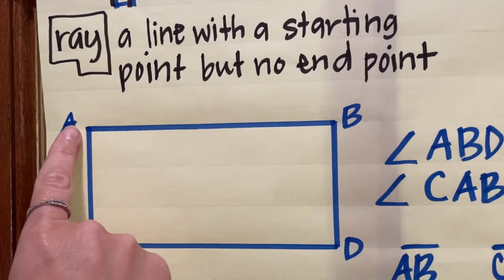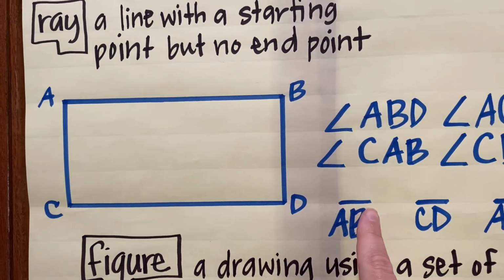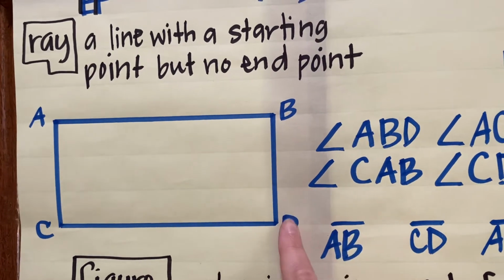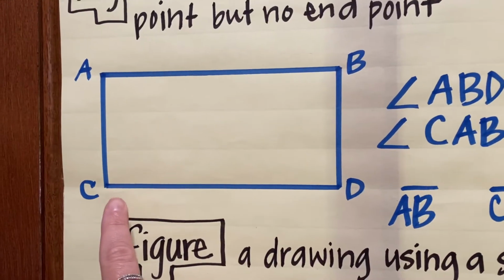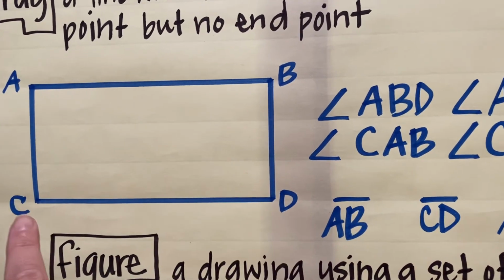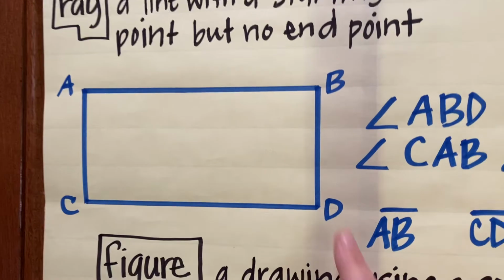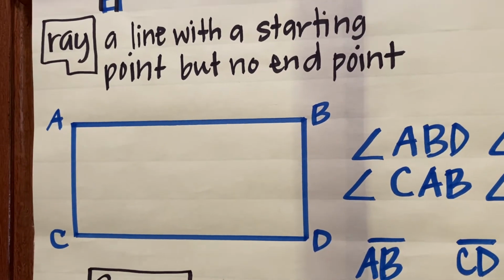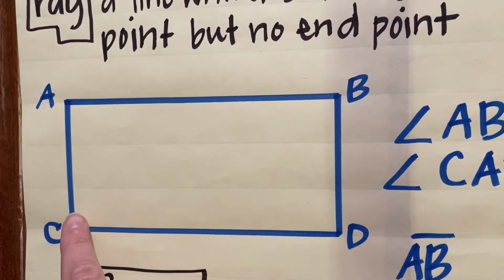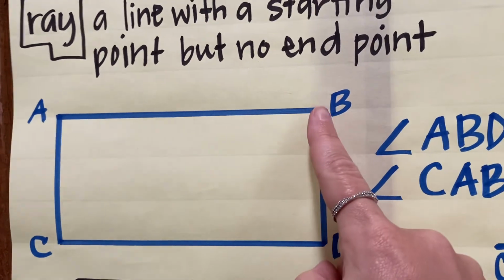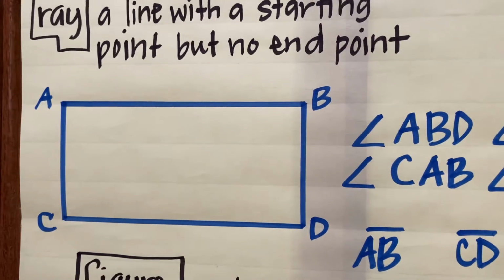So point A can go to point B, and we label it this way with just a line over the top. We could go from point B to point D with a line over the top. We could go from point C to point D, or C to A, or D to B. They're all line segments because they go from one point and they end. We can also look at the angles. So I could start at point C, go through A, and over to B, and we label it as CAB with the angle symbol in front.